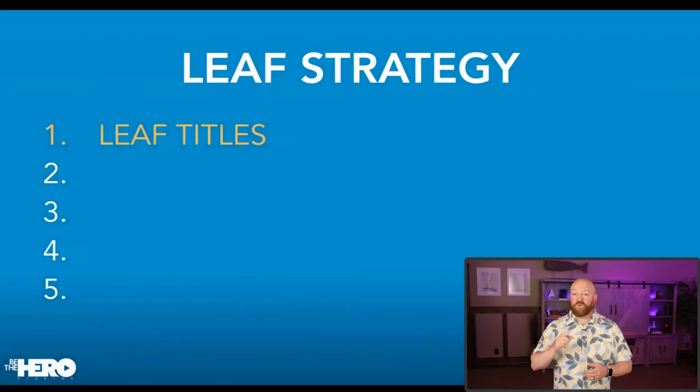So ingredient number 1 is leaf titles. That's what I mean. You have to start with leaf titles. You have to do the keyword research before anything else. Before you outline your content, before you film, of course, you've got to find the leaf titles.